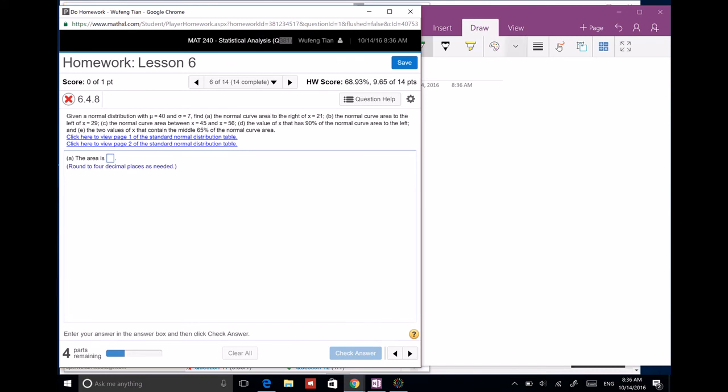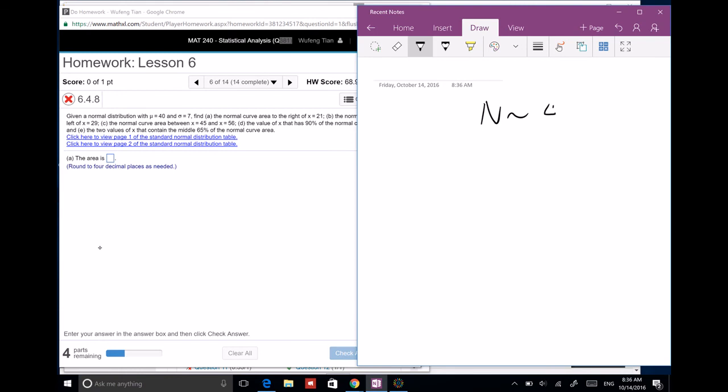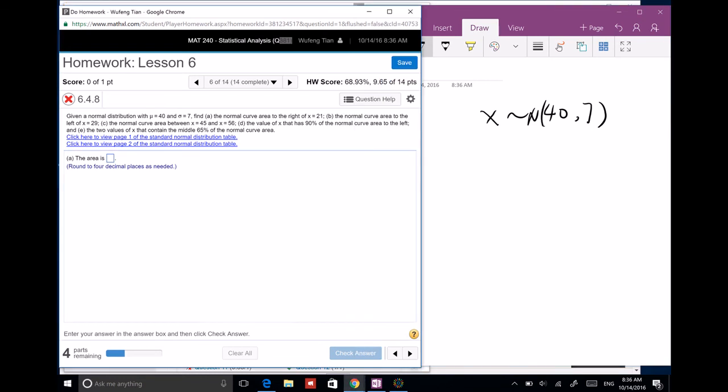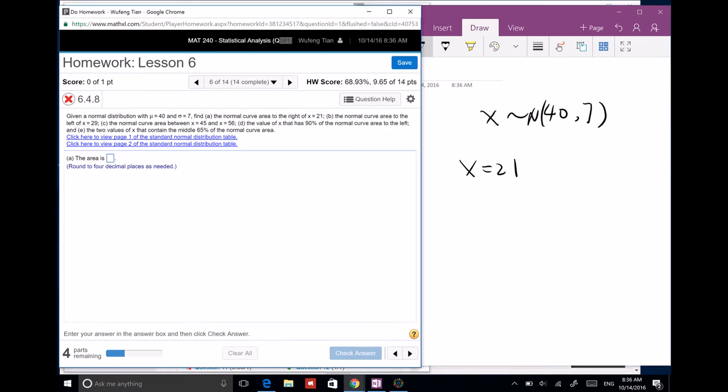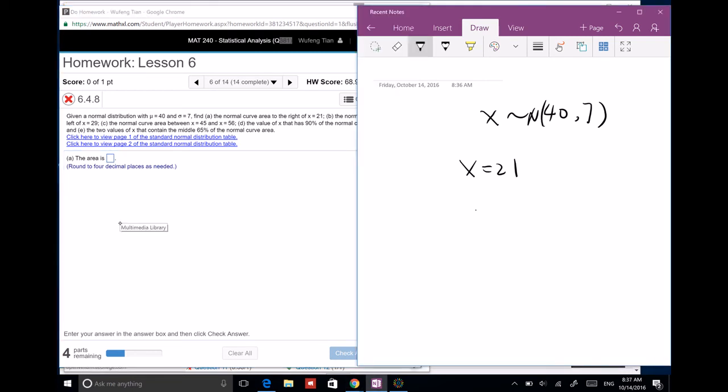Number 6. It says the x-based normal distribution with mean 40 and standard deviation 7. Find the normal curve area to the right of x equals 21, and the area to the left, and the area between. Okay, so it takes a little bit of time, but all the process is the same. I like the question because it gives you a lot of repeat training, and it helps you memorize and understand the idea. So I'll just look at the first one.